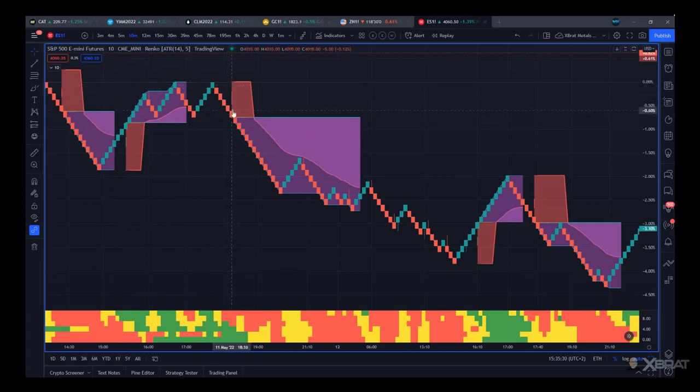Top of the roller coaster, got a signal, go short. Then we go long, then we go short. All these are winning trades. These are trailing stops being hit. Really strong type of roller coaster motion.